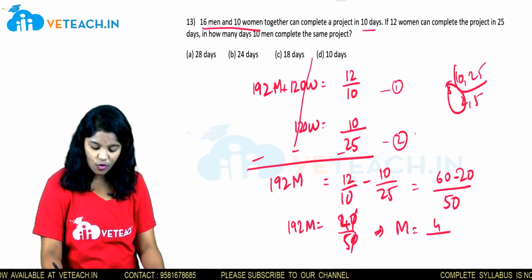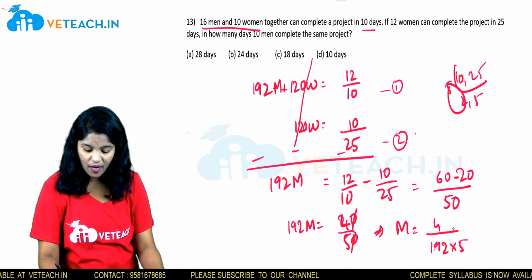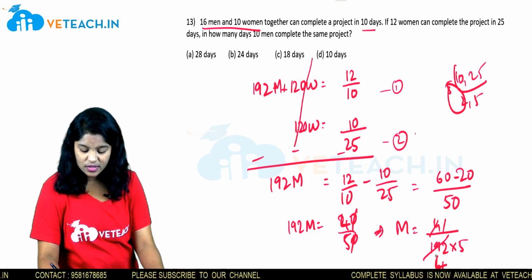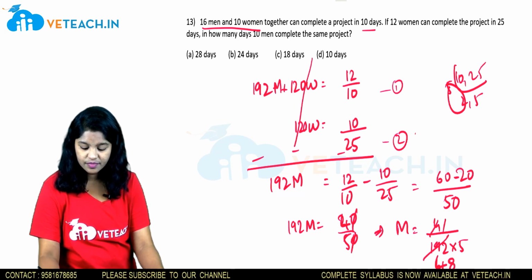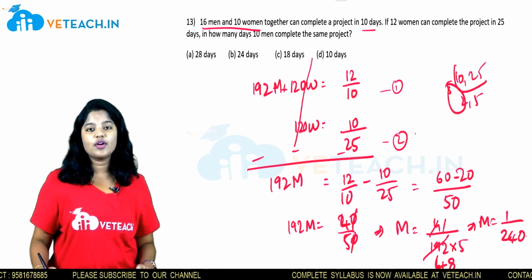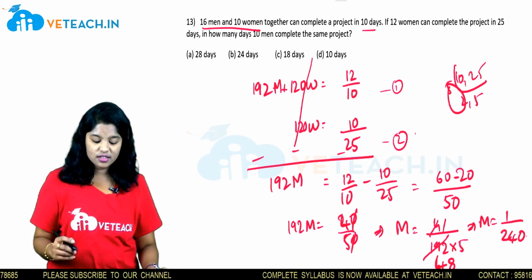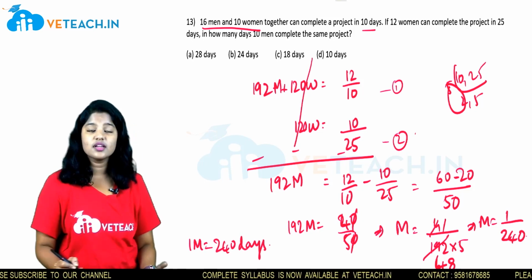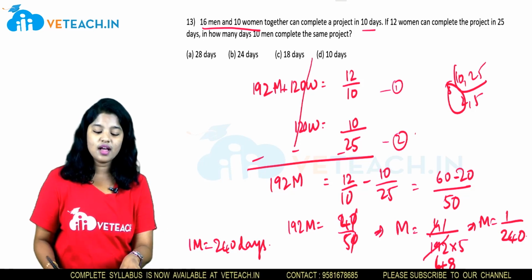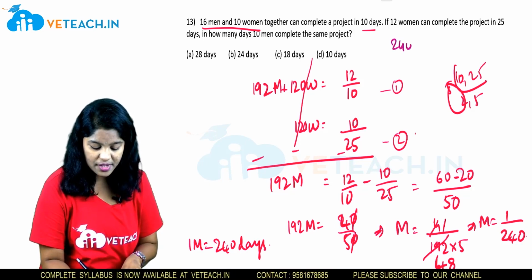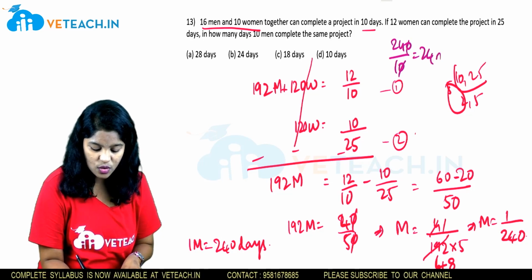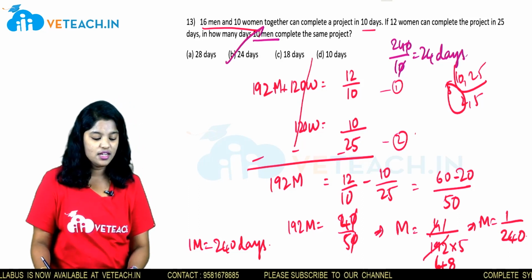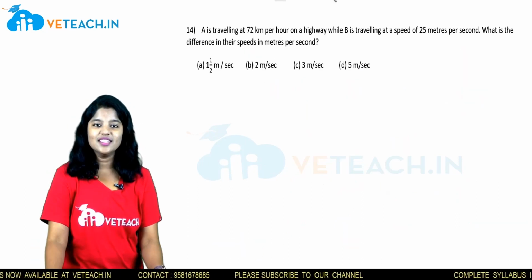One man can do 4 by 192 into 5, that is 1/240th part of the work in a single day. That means one man will take 240 days to complete the given project. Now 10 men can complete it in simply 240 divided by 10, that is equal to 24 days. So 10 men can complete the given project work in 24 days. So option B is our correct answer. See the next question.